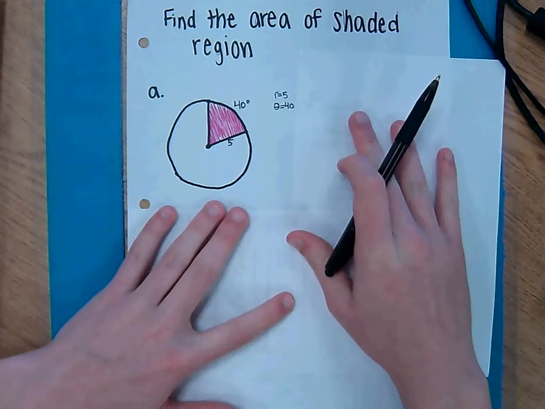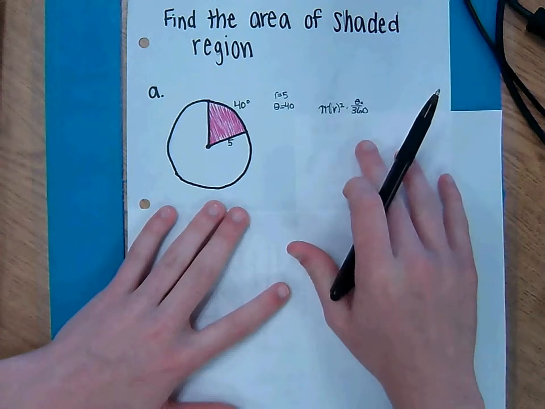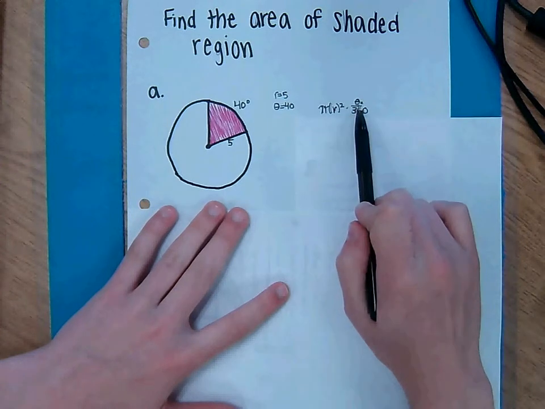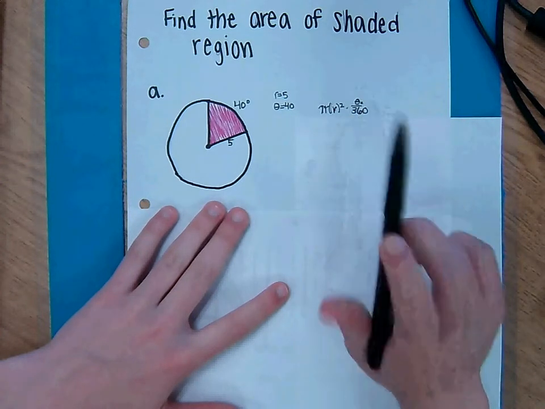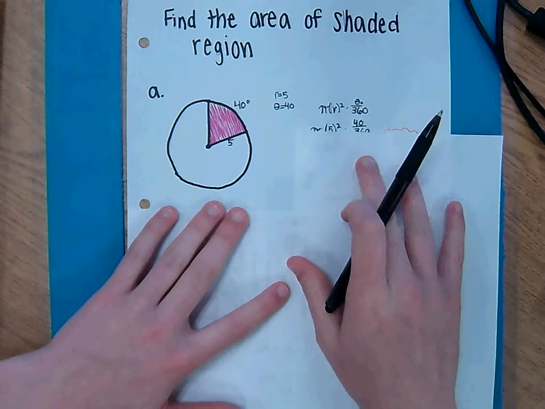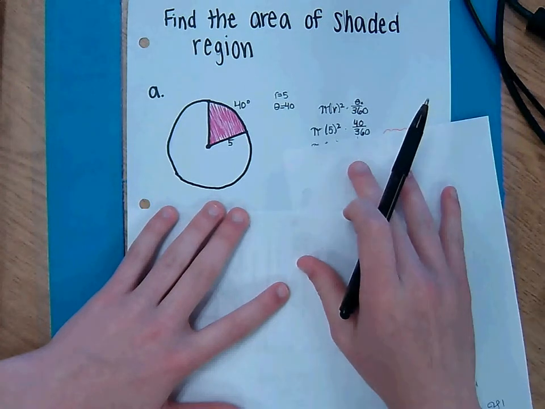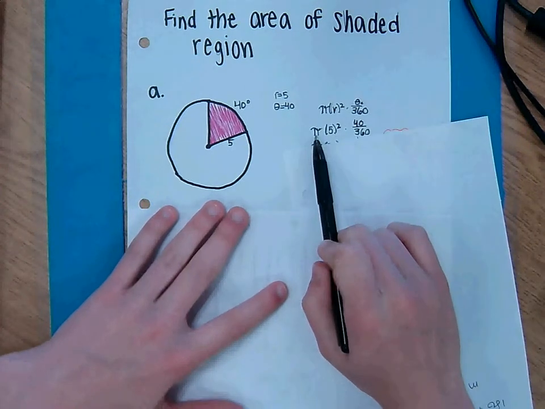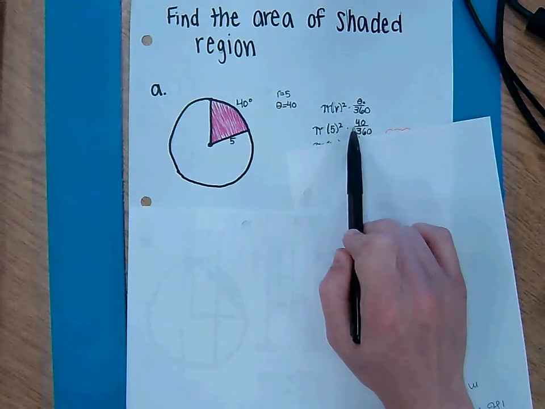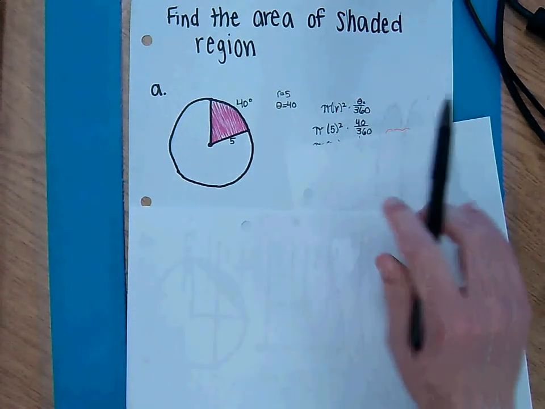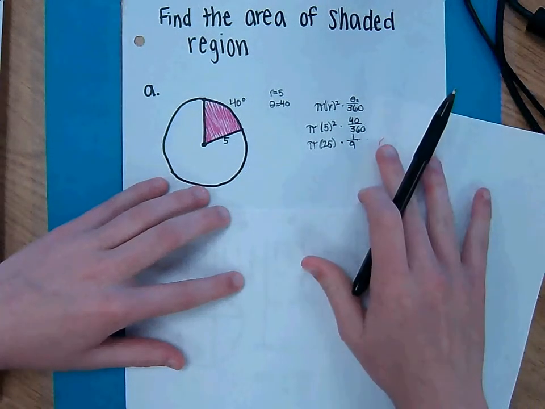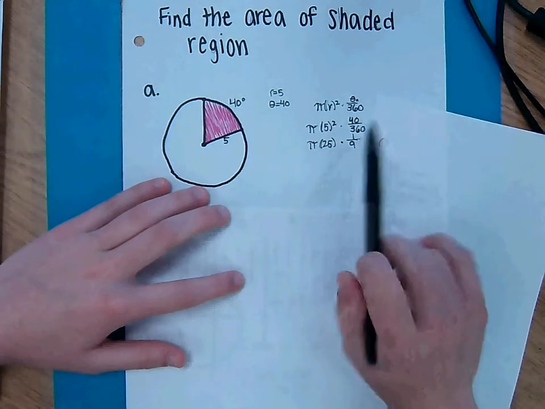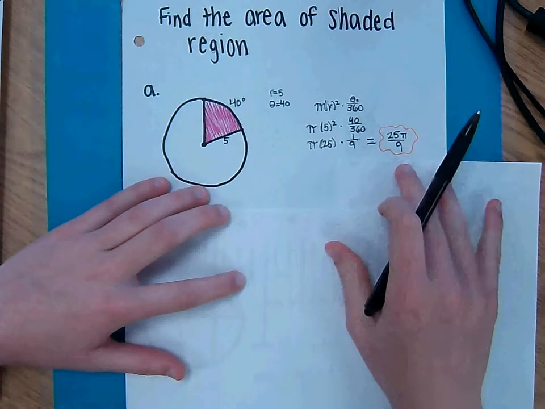It's just stated. And your formula is pi r squared times the central angle over 360. You plug what you know in, and you get pi, radius is 5 squared, times 40 over 360. And then you get 25 pi times 1/9. You get 25 pi over 9.